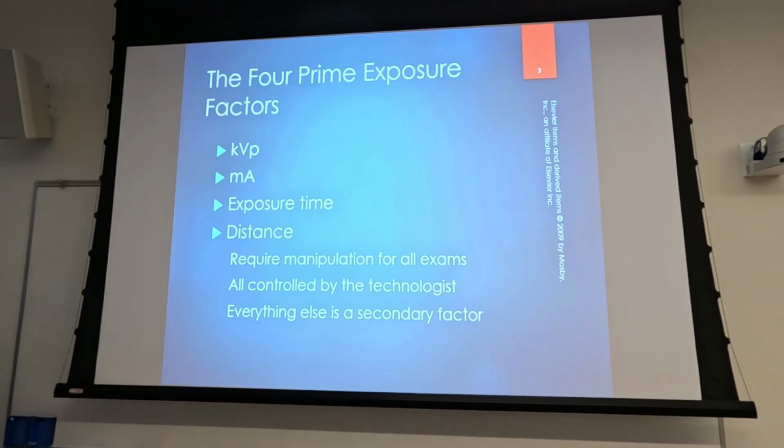So on all of your exams, those are the 4 things that you manipulate. Generally, you shoot at 40 or 72 inches. You have relatively set kVp levels for different anatomy types. So chest x-ray is probably going to be high kVp, abdomen's going to be lower, we'll talk about why, and then extremity work's going to be lower than that. So those are all things that you have to manipulate. They're all under your control, and everything else is a secondary factor.